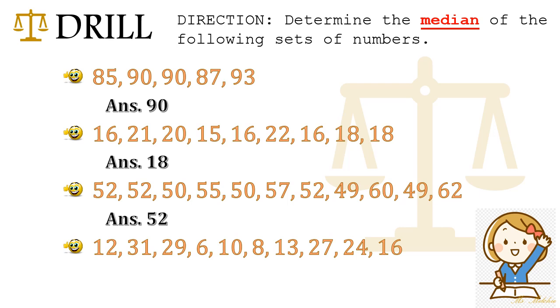If you arrange all of this, we would have 13 as the 5th number, and 16 as the 6th number. With that, I'm going to add 13 and 16, then divide by 2, and I would have 14.5. So these are our easy steps on how to get the median of our set of data.